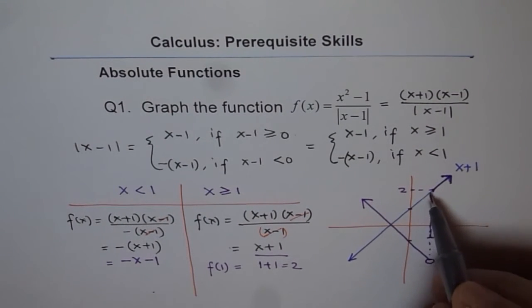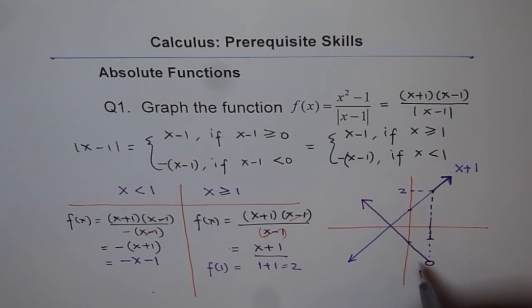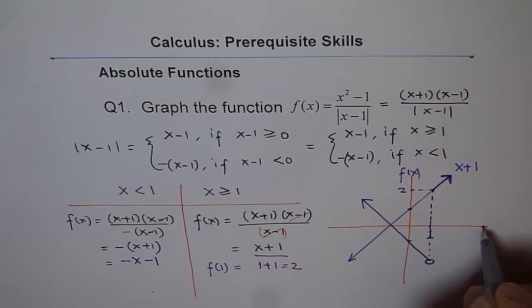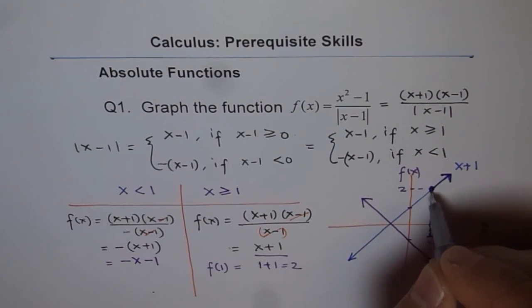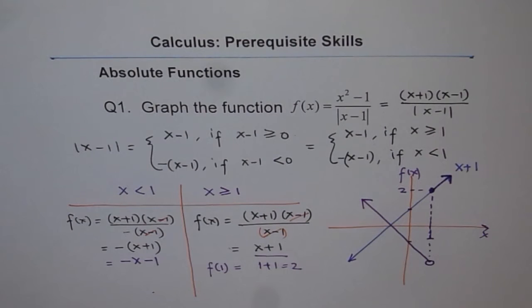So imagine that this blue line is reflected into the x-axis, giving us the other half of the curve, right? And therefore, our graph for the function f of x will be as shown here. So from 1, this point is included here, and the other half is here. So that is how the function is going to look, correct? I hope you understand and appreciate. Now, that is how an absolute function is going to look.